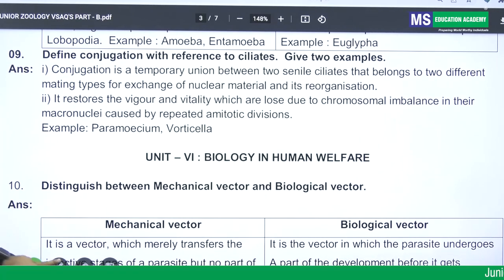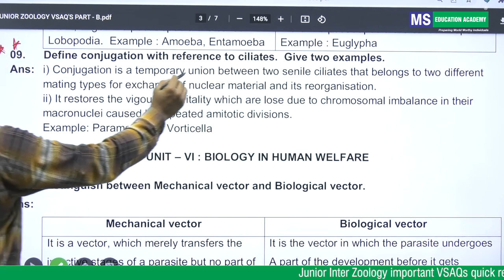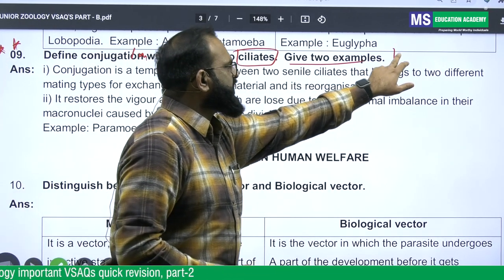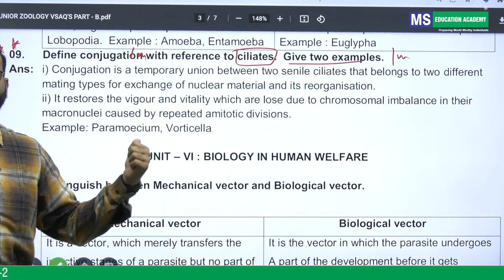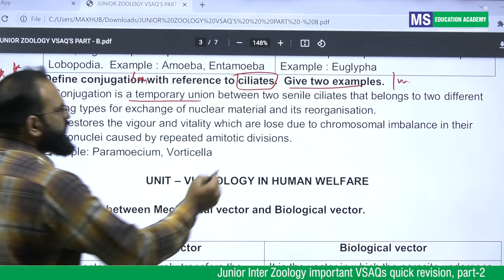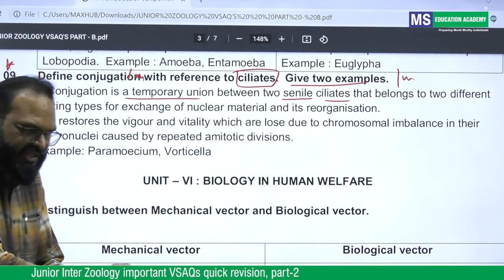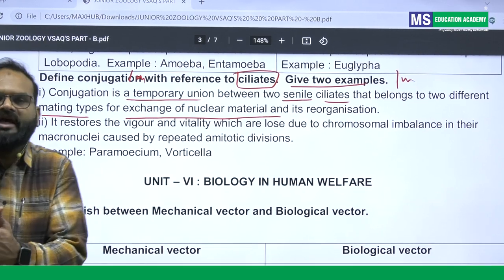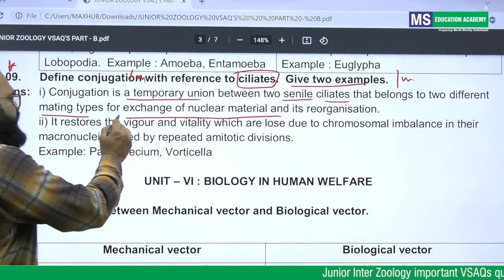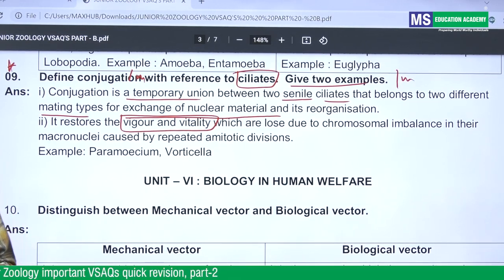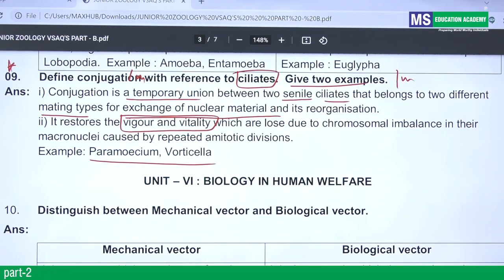Another important question, students. Define conjugation with reference to ciliates, give two examples. For this 1 mark, and for this 1 mark. So when you write two statements, then only you will get full marks. Conjugation is a temporary union between two weak or senile ciliates that belong to two different mating types for exchange and reorganization of nuclear material. Its function is that it restores vigor and vitality. Example, Paramecium caudatum.